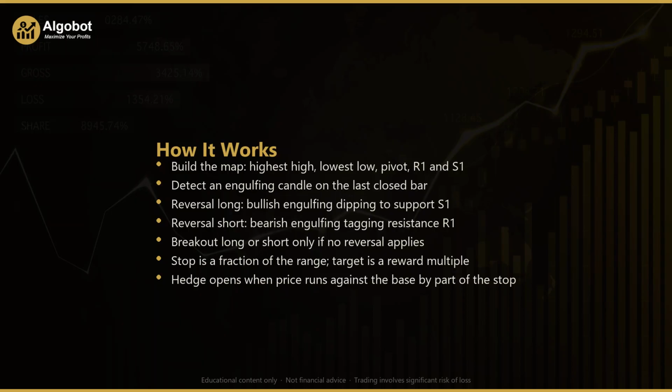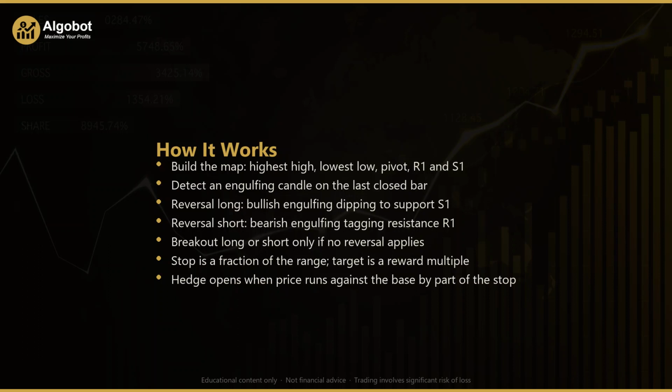Once a bar closes, the strategy rebuilds its map from the window of bars before the signal. It finds the highest high and the lowest low, and the distance between them is the range. It then computes the pivot as the average of the high, the low, and the prior close. From the pivot, it derives the upper boundary, R1, and the lower boundary, S1. These boundaries are the reference levels for everything that follows.